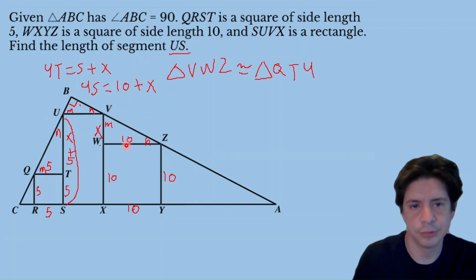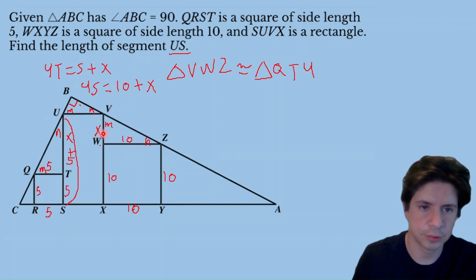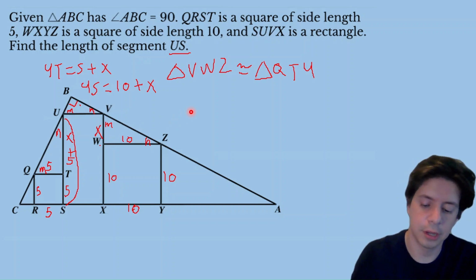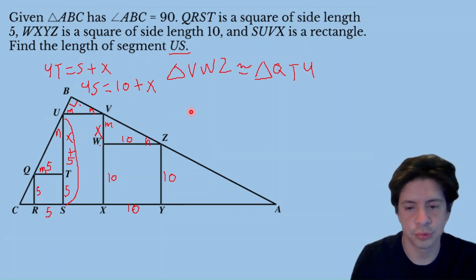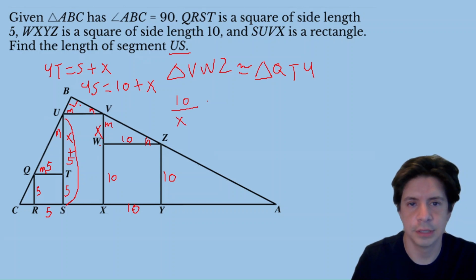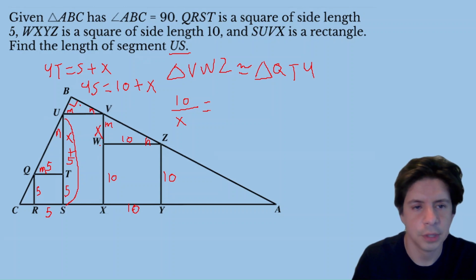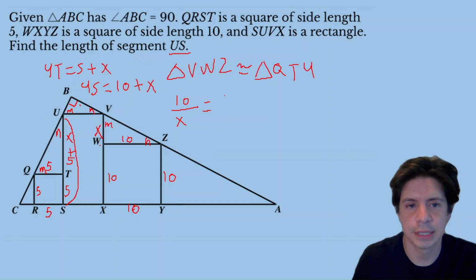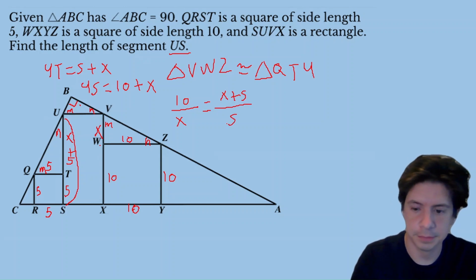So what if we did WZ? The long side over the short side would equal the long side over the short side. Long leg over short leg is equal to long leg over short leg. So long leg is 10. Short leg is x in VWZ. That equals long leg in UTQ, which is x plus 5, over short leg, which is 5. And we're going to cross multiply.